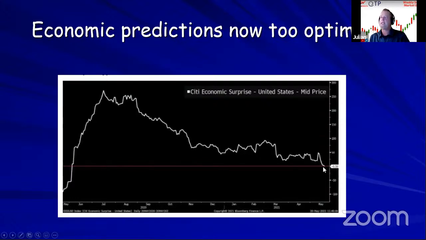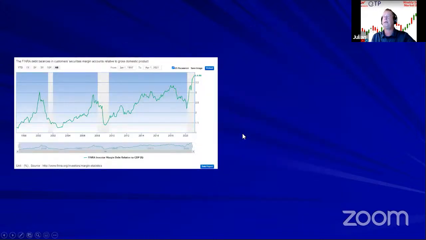So the surprises now are going in the opposite direction, and the market was expecting the economy to be recovering very quickly. It's not. Businesses aren't reporting such good news as expected, right? So that's interesting. Are the economic predictions now too optimistic going forward? I wonder what that means.